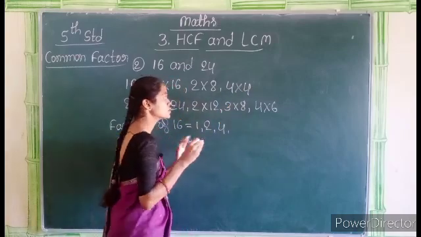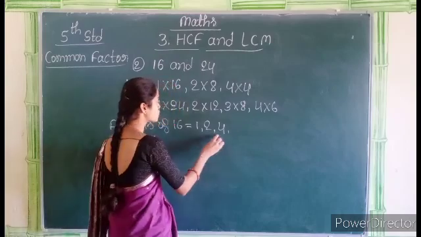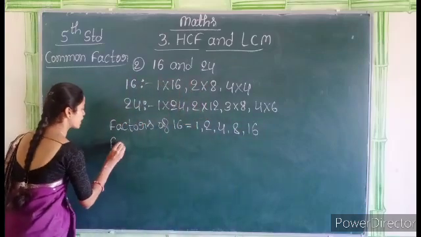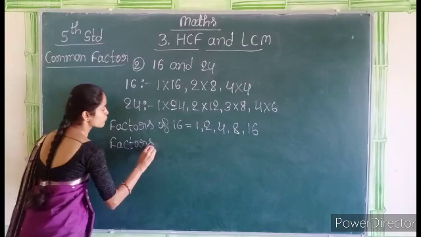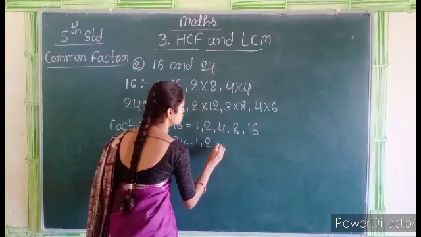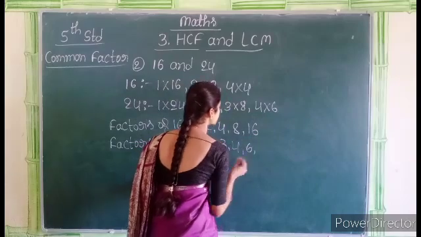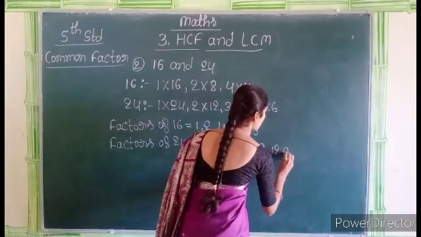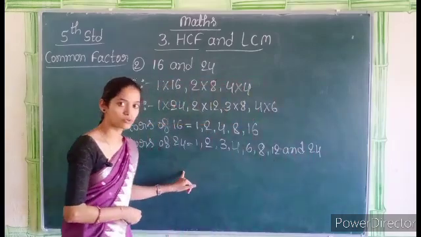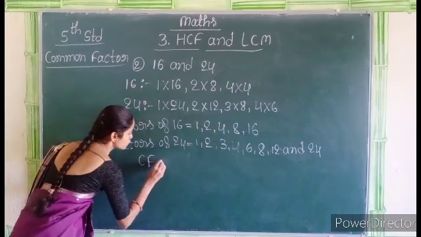Here 4s are present twice, right? But we have to consider only once. 4, then 8, 16. Okay, and factors for 24 are 1, 2, 3, 4, then 6, 8, 12 and 24. Okay, now we have to find out the common factor. Common factor of 16 and 24.